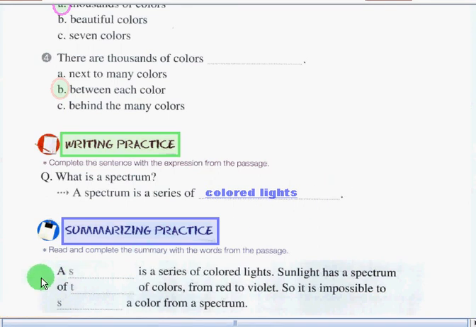So, a spectrum is a series of colored lights. Sunlight has a spectrum of thousands of colors, from red to violet. So, it is impossible to separate a color from a spectrum.